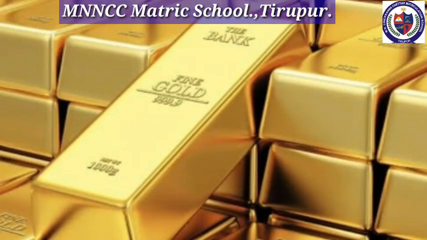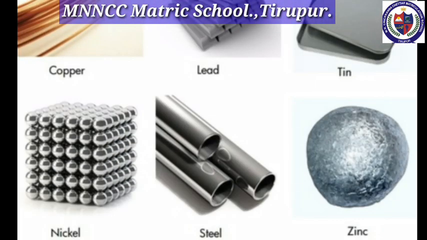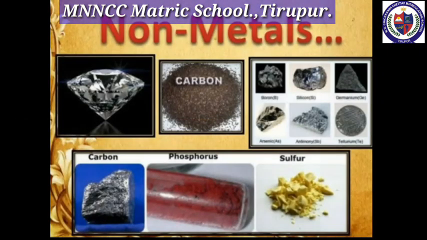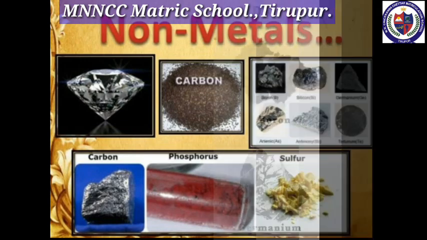Next we move to metals and non-metals. The wealth of a country is measured by the amount of gold in its reserve. These days, metals and non-metals are used for making tools, machines, cars, utensils, etc. For example, copper, lead, tin, nickel, steel, zinc. Similarly, the common non-metals used are nitrogen, oxygen, hydrogen, carbon, sulfur, phosphorus and chlorine, etc.